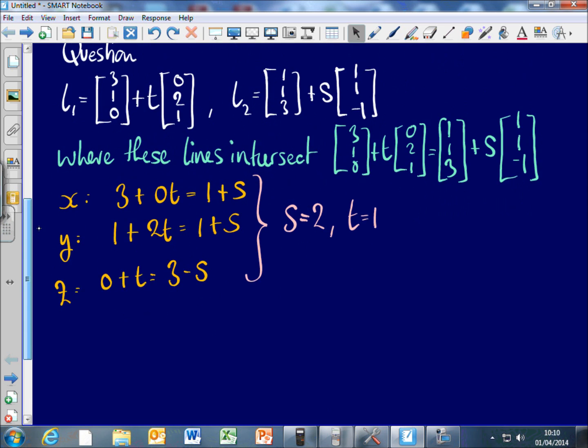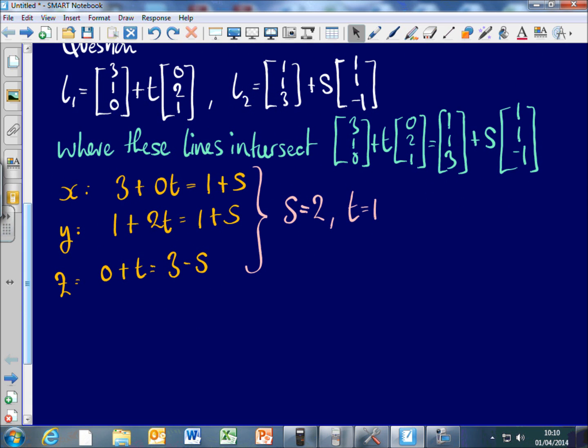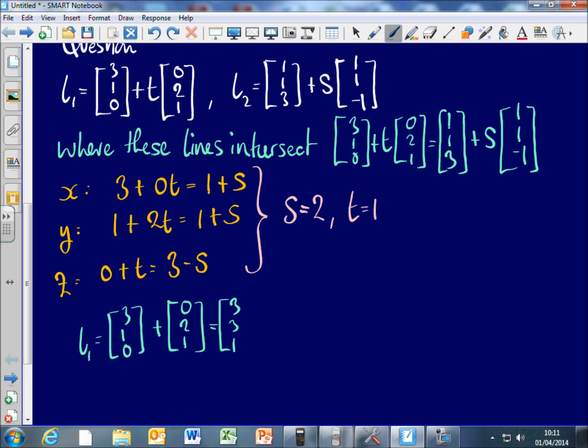So I'm going to substitute t into L1, the value of t I found for L1, and so I get that L1 is equal to (3, 1, 0) plus, the value of t is 1, so (0, 2, 1), and that just equals, just by adding these vectors together, (3, 3, 1). So we're suggesting that the coordinate where these lines intersect is (3, 3, 1).